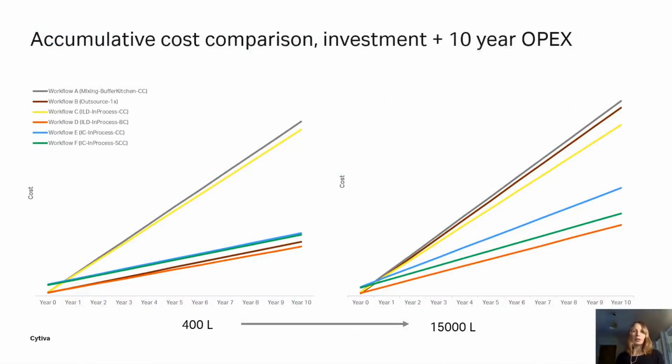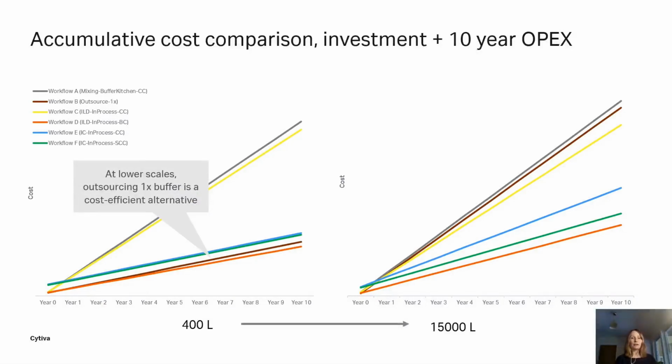Let's take a look at the cumulative cost comparison. So in this data, compared to the previous slide, we've added the CapEx. Again, we show data from 400 liters of buffer to the left and 15,000 liters of buffer to the right. And the different colors of the lines represent the different workflows, gray being the manual way of producing buffers. Similar trends can be seen as in the previous slides.